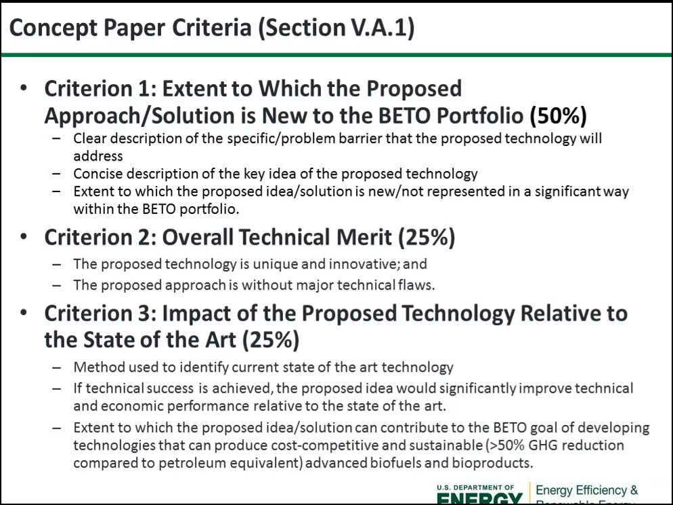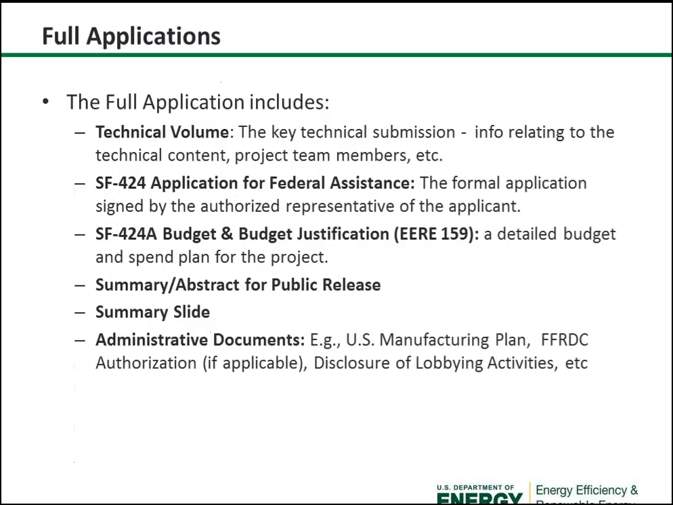So it's got to be new, it's got to be innovative, but it also has to have impact. So describe the impact. How would we know that this will actually achieve our goal of producing cost-competitive and sustainable advanced biofuels and bioproducts? How does this move the state of the art of the industry? If this is successful, who would care and why? These are the kinds of things that we're looking at in the concept paper. So then the full application will include the technical volume, the SF-424 application, the SF-424A budget justification, an abstract for release, a summary slide, and there are some administrative documents as well. Again, these are all laid out in the FOA itself.